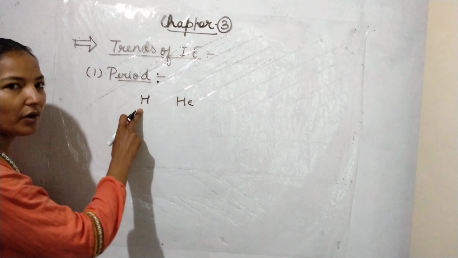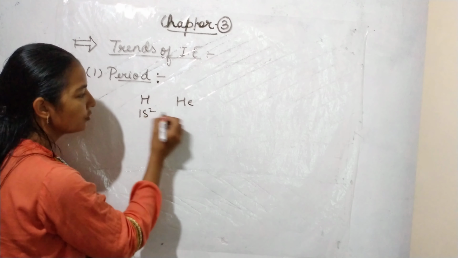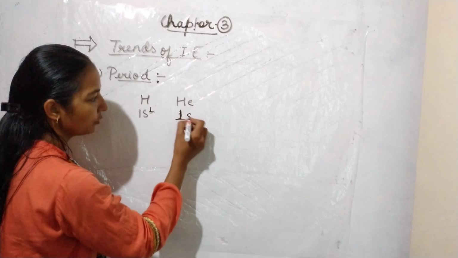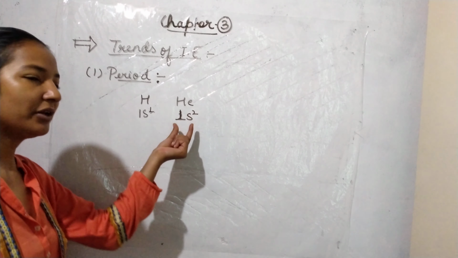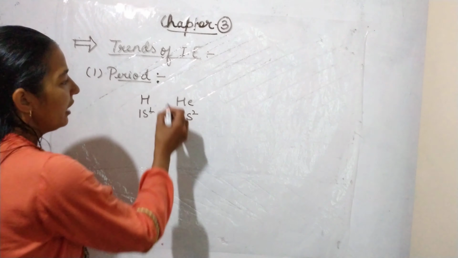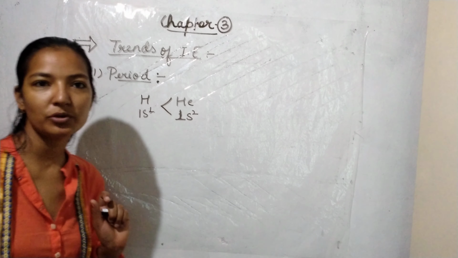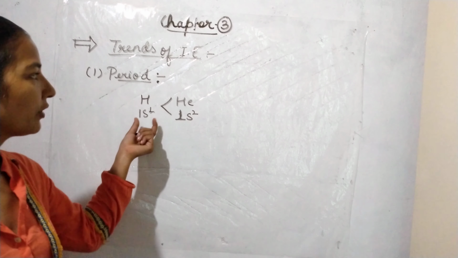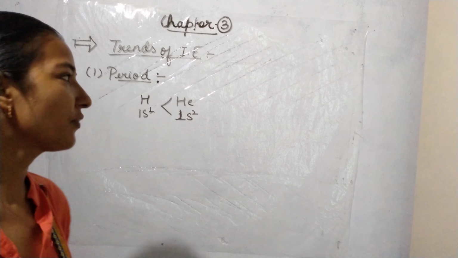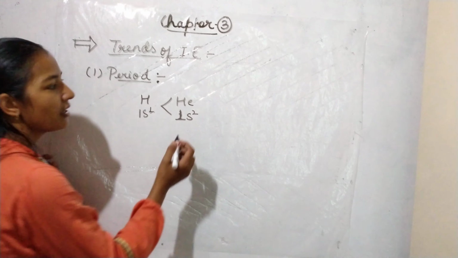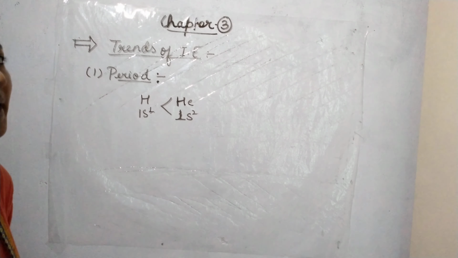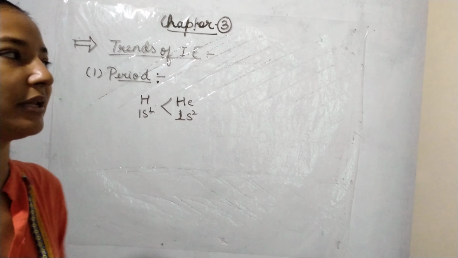This is period number 1. Hydrogen is 1s1 and helium is 1s2. So one thing is there, helium has a full filled configuration while hydrogen has a half filled one. Among half filled or full filled, full filled is more stable. And one more thing, from left to right atomic size will also decrease. That's why ionization enthalpy increases. You have to remember that helium alone has the highest ionization energy in the period.